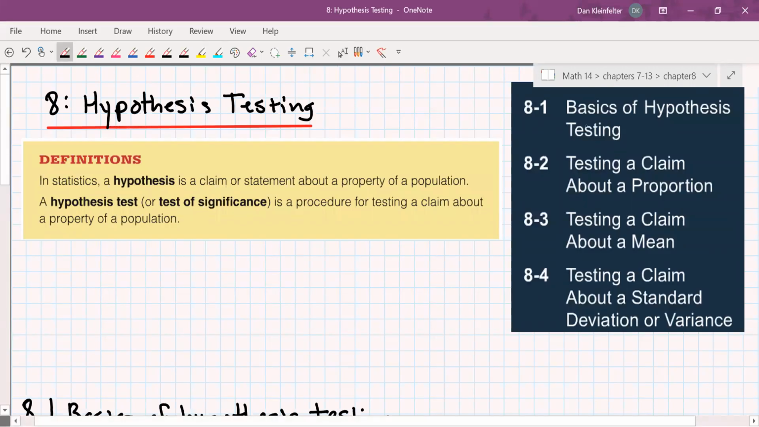Welcome back, everybody. In this video, we'll be starting Chapter 8. As always, we want to give a quick overview of what the chapter is about before we get into it. The chapter has 4 sections in it. The chapter is called Hypothesis Testing as part of what we're doing when we do inference.